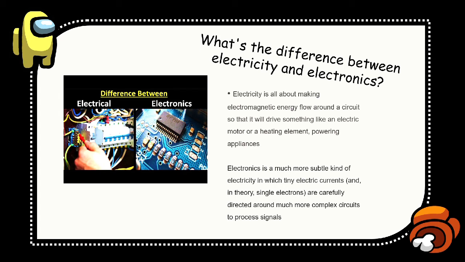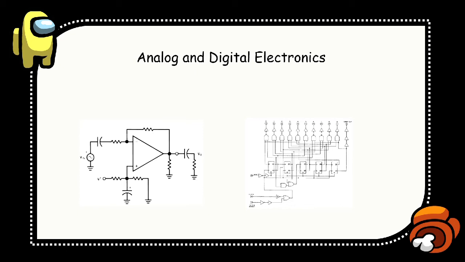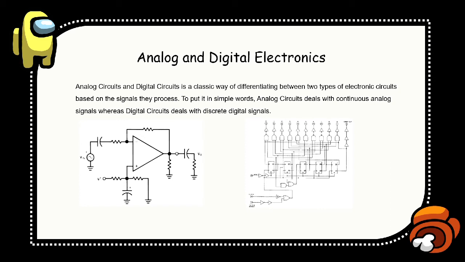Then we're gonna also determine the difference between analog and digital electronics. So analog circuits and digital circuits is a classic way of differentiating between two types of electronic circuits based on the signals they process. To put it in simple words, analog circuits deals with continuous analog signals whereas digital circuits deals with discrete signals.